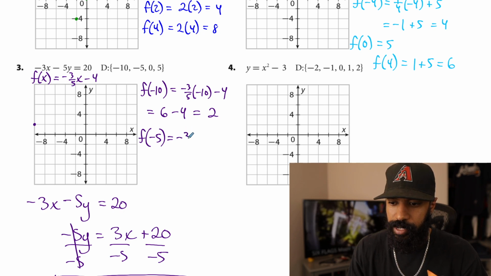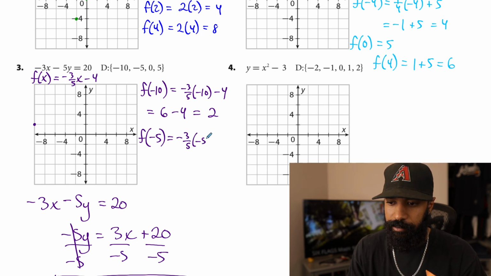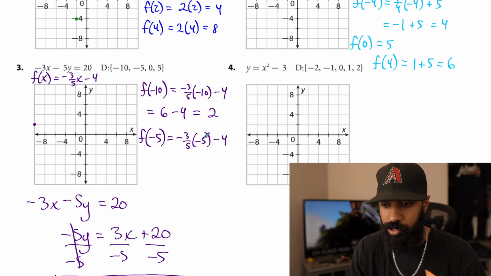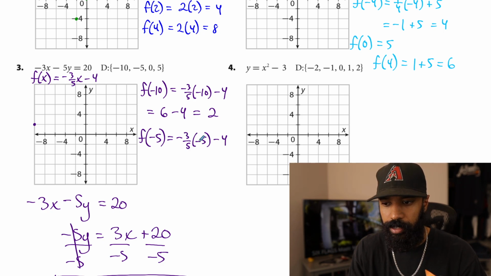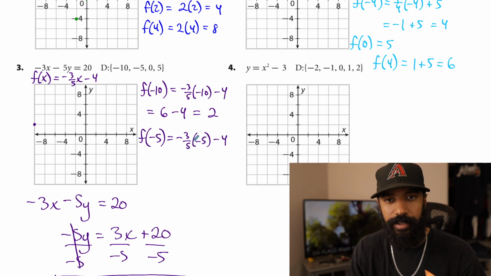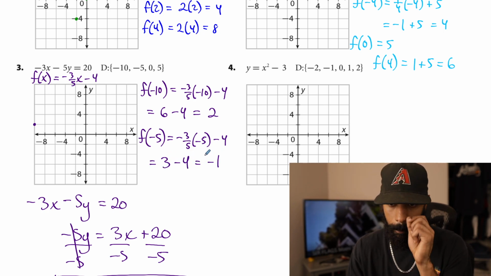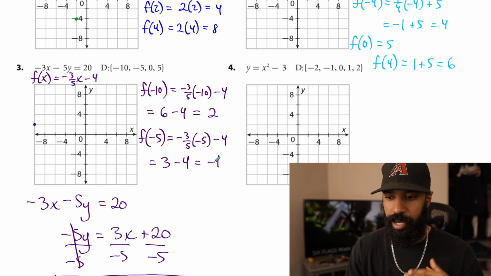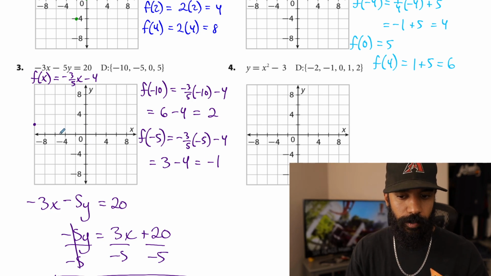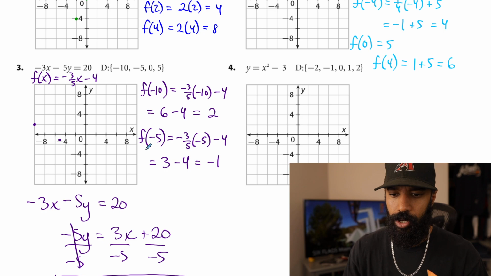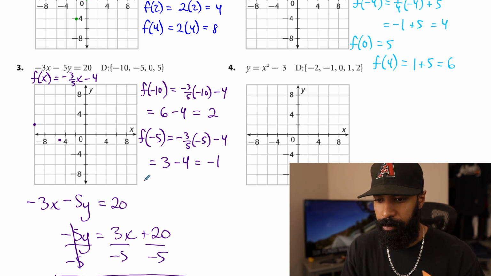F of -5 is -3/5 times -5 minus 4. And again, I could multiply these two, but I could just divide these two straight up. -5 over 5 is -1. Negative 3 times negative 1 is positive 3. So I get 3 there, and then minus 4, which is negative 1. So negative 5 comma negative 1, that's in between right here, and I guess right here. I'm guessing the graph does something like that. Must have to, based on what I just saw. I think that pans out.